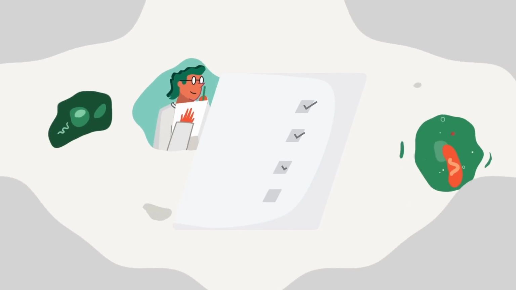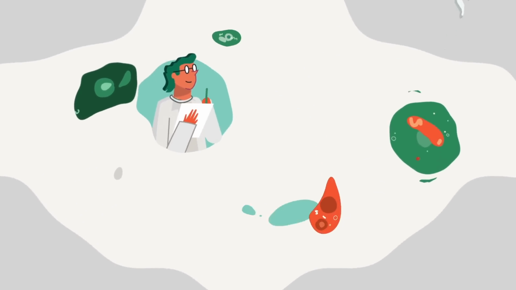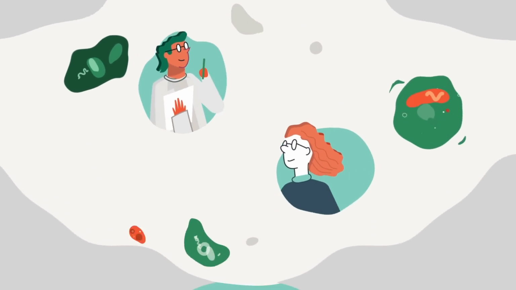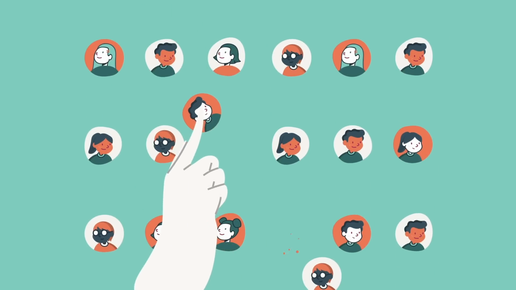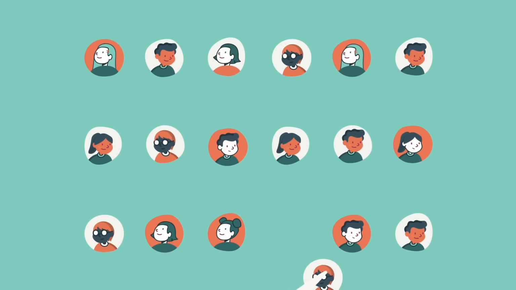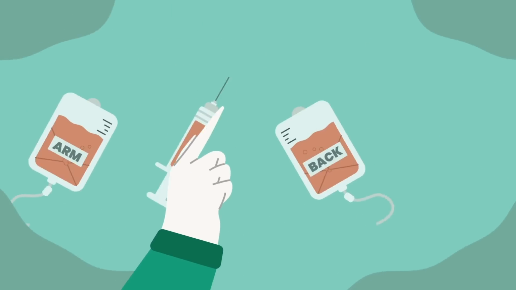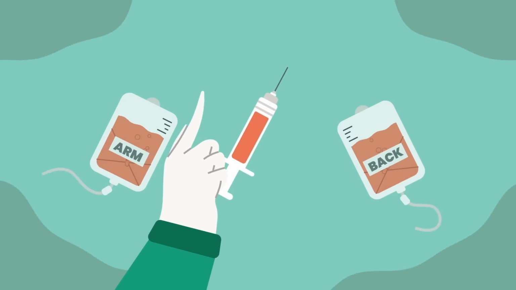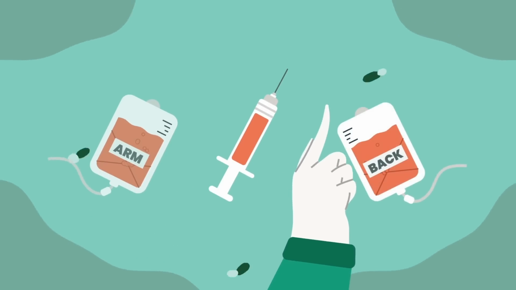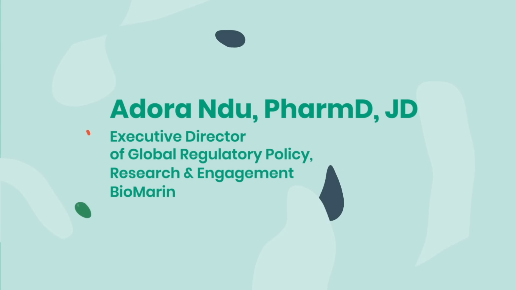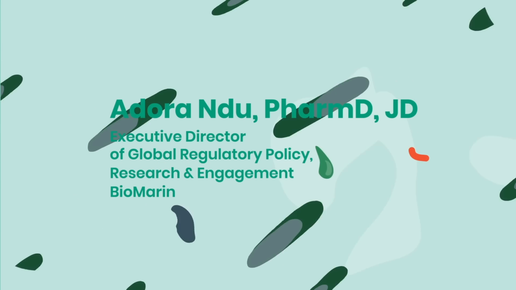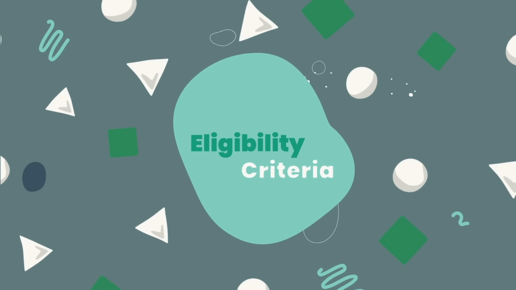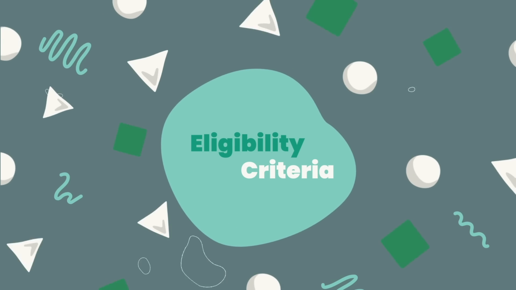If the preclinical results are promising, the researcher then designs the study for humans. The researcher decides things like how many people will be part of the study, or how a treatment will be administered to patients. Every trial has unique guidelines for who can participate in the study. Here to explain more is Dr. Adora Endu. These guidelines are called eligibility criteria and are really characteristics that participants should have.